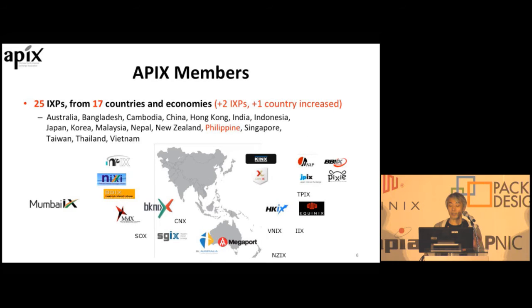Okay, so by this meeting, the steering committee members, I, Shehu and AJ, expired the term of office. Before that, we would like to update about the APIX members. At our previous meeting, which was held in October in Colombo, we had 23 IXP members and 16 countries.